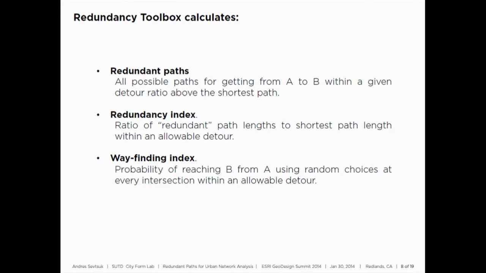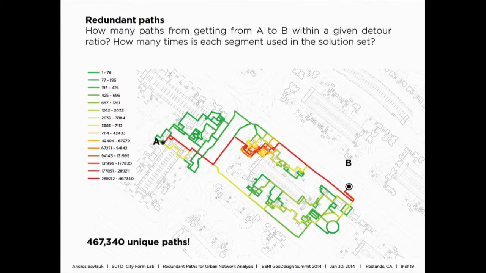So it's a kind of a ratio of how much more you get if you take into account all the redundant paths compared to the shortest. And then we also have an index called the wayfinding index. So the redundant paths, basically the tool allows one to find all possible paths from A to B.